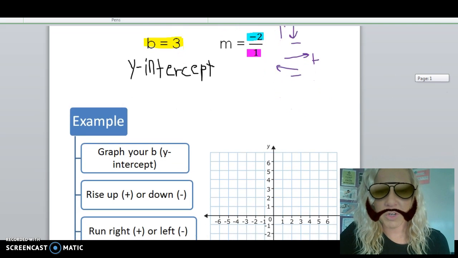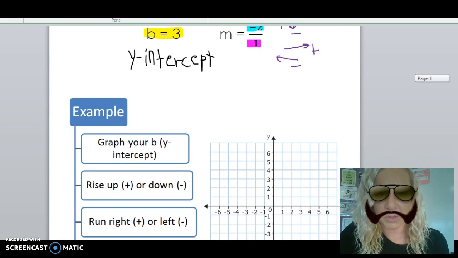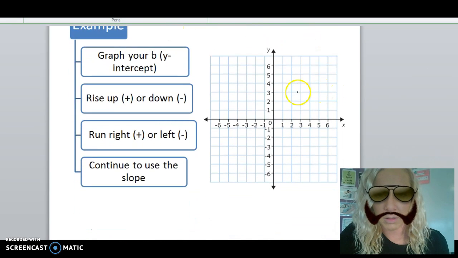Okay, so our first step is to graph our y-intercept. So I'm going to graph our y-intercept at 3.